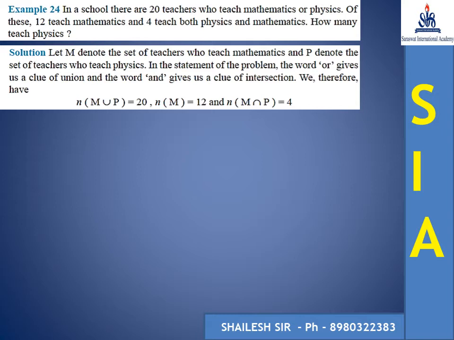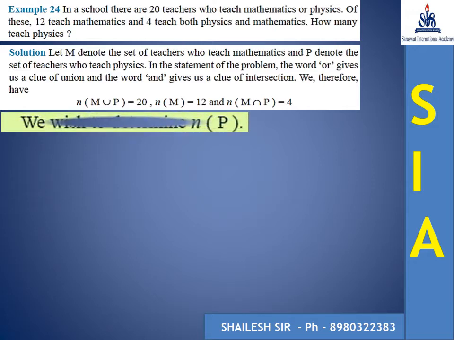Whenever the word "or" is given, you just apply union. And if "and" is given in any word problem, you apply intersection. So n of M is 12, given for teaching mathematics, and both common is given. Look at that in the question: both physics and maths is 4 only. So M intersection P is 4.